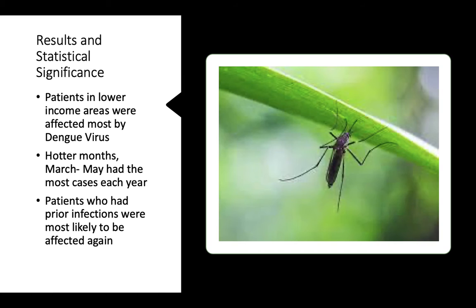Results and statistical significance. For starters, patients in lower income areas were affected most by dengue virus. Not only this, but hotter months from March to May of each year had the most cases. It also seemed that patients who had prior infections were most likely to be affected again.